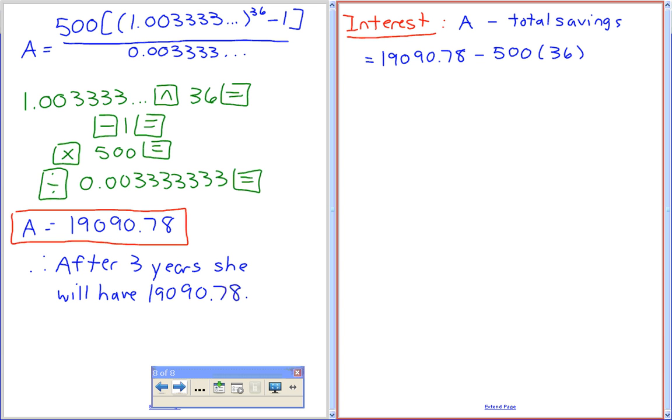Other than Angela, are we okay with that 500 times 36? Every month, she saves $500, right, and times 36. So 500 times 36, let me confirm, I think that's 18,000. So that turns into 1,090. Which isn't bad. So over 3 years, Angela kept on saving $500 a month. The bank gave her $1,000. That's not bad.